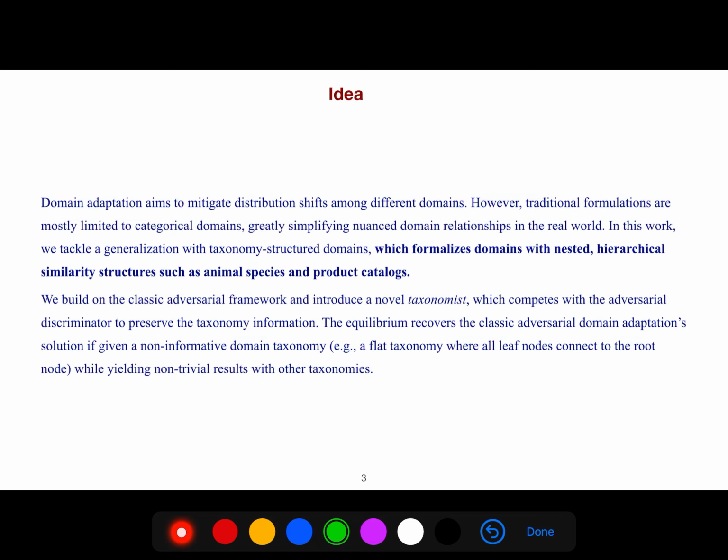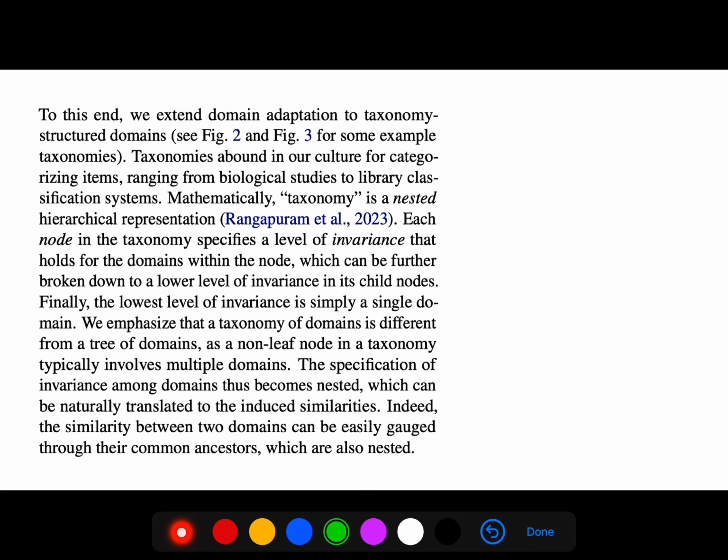We build on the classic adversarial framework and introduce a novel taxonomist which competes with the adversarial discriminator to preserve the taxonomy information. The equilibrium recovers the classic adversarial domain adaptation solution if given a non-informative domain taxonomy, for example, a flat taxonomy where all leaf nodes connect to the root node, while yielding non-trivial results with other taxonomies. To this end, we extend domain adaptation to taxonomy-structured domains.